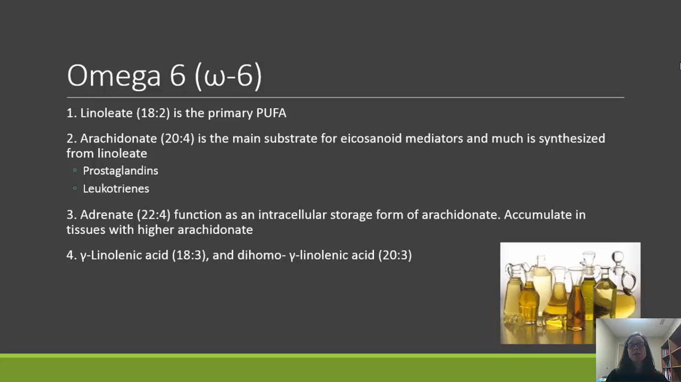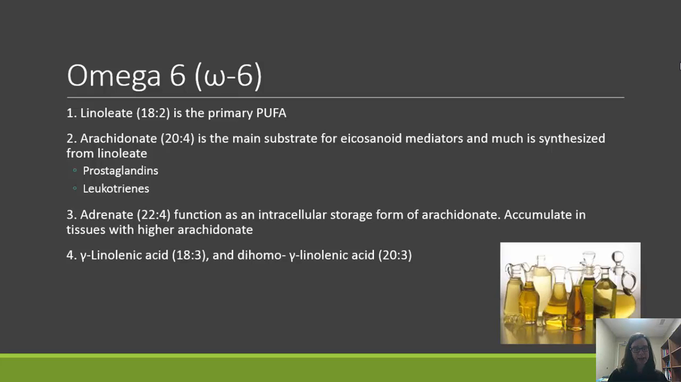So linolate is the primary PUFA that we get in our diet. Then linolate can be converted to arachidonate or arachidonic acid. And this arachidonic acid is the main substrate for eicosanoid mediators, including prostaglandins, leukotrienes, and this should also say thromboxanes.